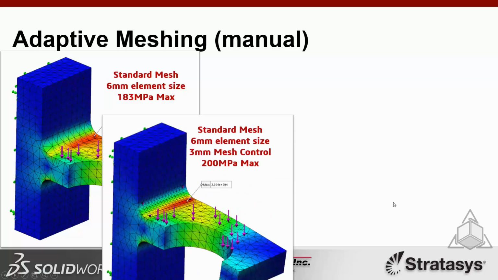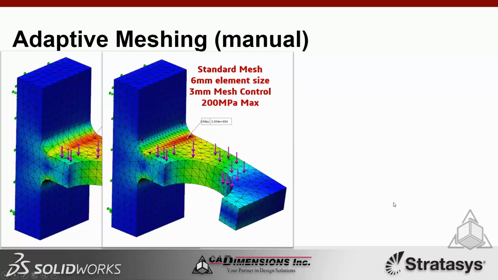Same global mesh, but now the fillet has a 3mm mesh control on it. We don't have time today to discuss how to add mesh controls, but if you want us to show you how, feel free to give us a call. Anyway, we see the stress went up by about 10%. Now we're at about 200 MPa in roughly the same location. Let's keep going and see what happens.